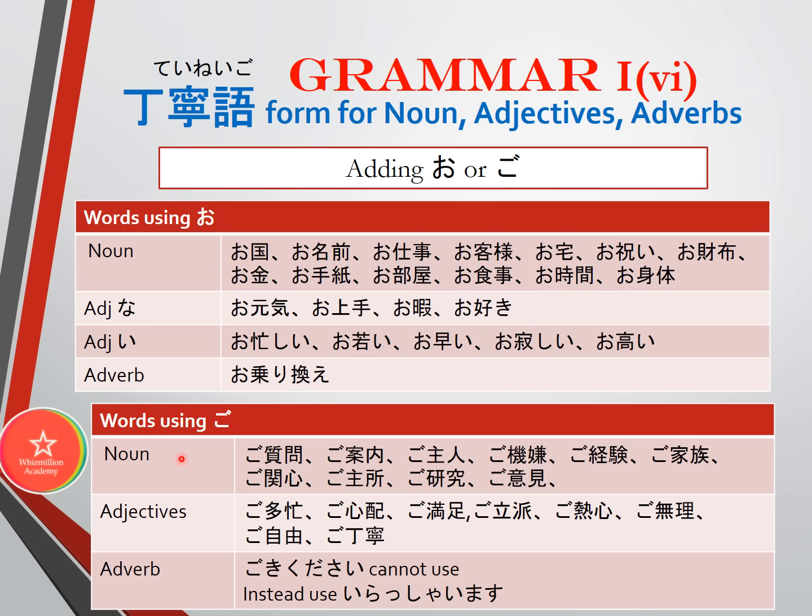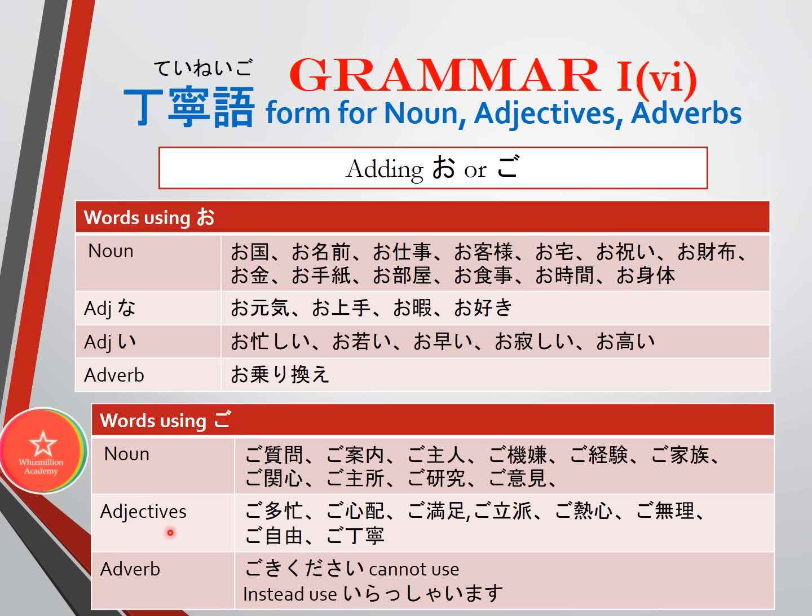Words using go, we have noun go shitsumon question, go annai guidance, go shujin husband, go kigen mood, go keiken experience, go kazoku family, go kanshin is interest, go jusho address, go kenkyu study, go iken opinion.